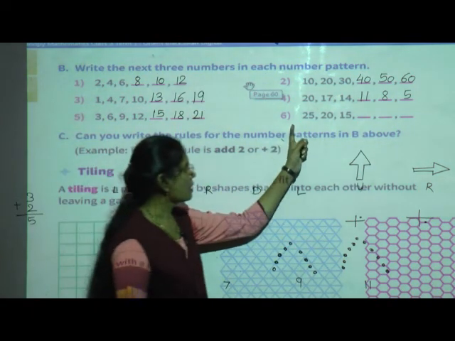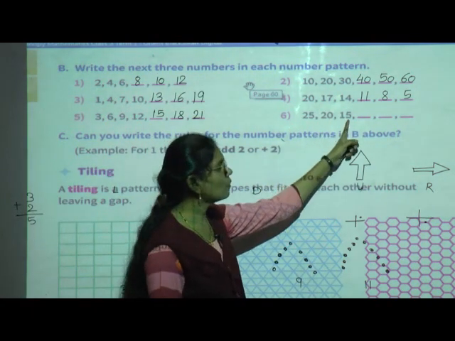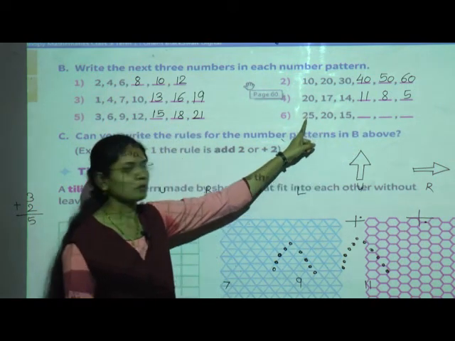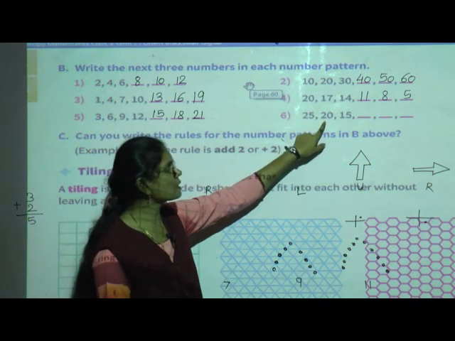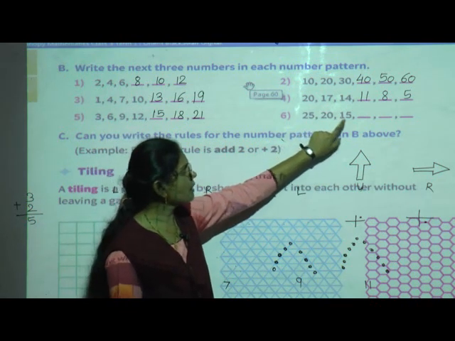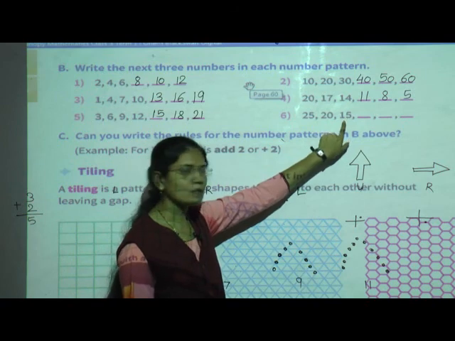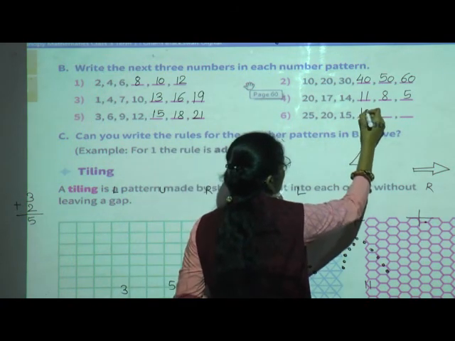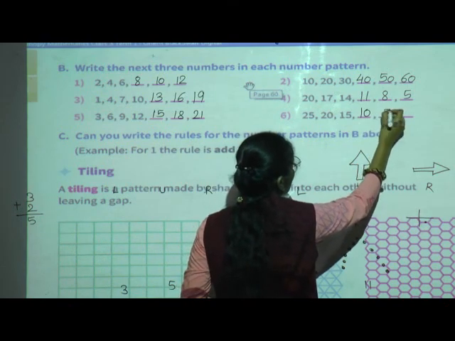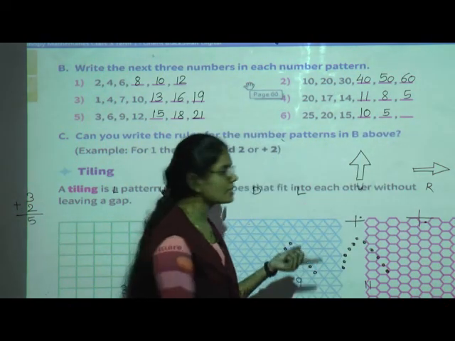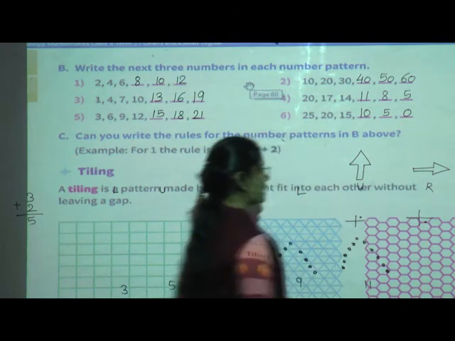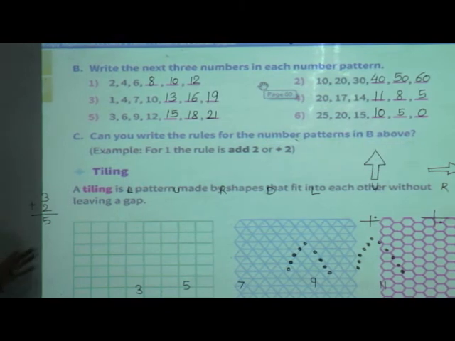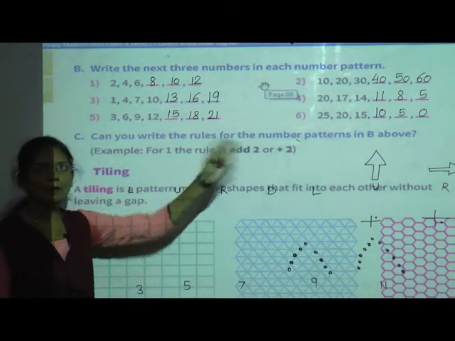Now see the last example: 25, 20, 15. Which rule is there? Yes, we have to subtract 5 from the previous number. So 25 minus 5, 20. 20 minus 5, 15. Now subtract 5 from 15. 15 minus 5, yes, 10. Now 10 minus 5, 5. Now 5 minus 5, yes, 0 will come. Exactly, correct. So in this way we can complete the next numbers in the patterns.